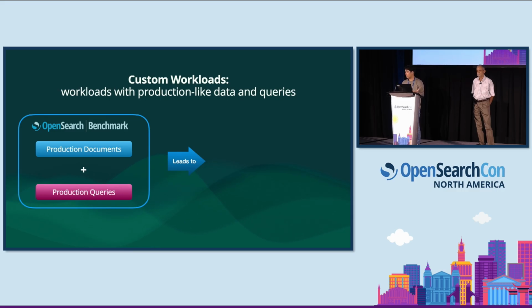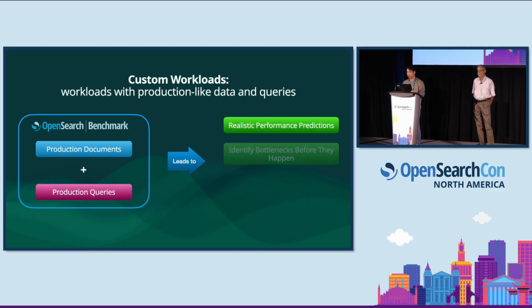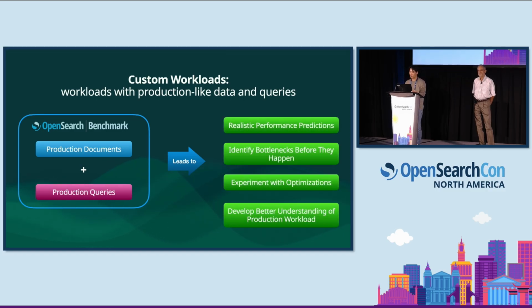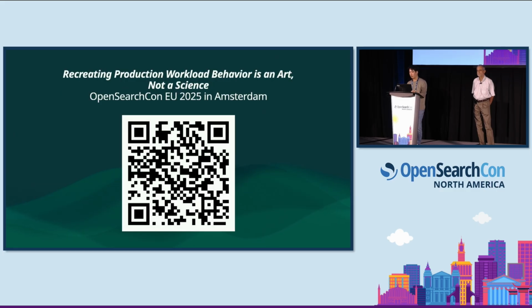Our users have told us that this allows them to find realistic performance predictions, as well as identify bottlenecks before they happen. They can also play around with different settings to see how they can optimize their OpenSearch performance for their use case. In the end, they develop a better understanding of their production workload as well. We're not going to talk too much about Create Workload because we talked about it earlier this year in Amsterdam. We have a whole talk on this. It shows you how to use Create Workload and actually shows you how to use it with a specific production workload as well. So we highly recommend you check that out.